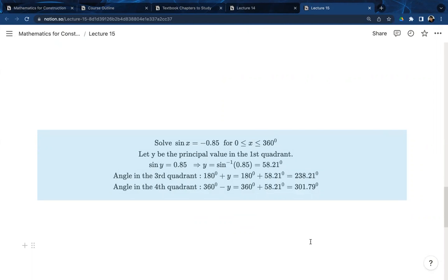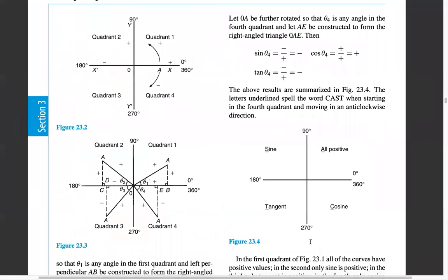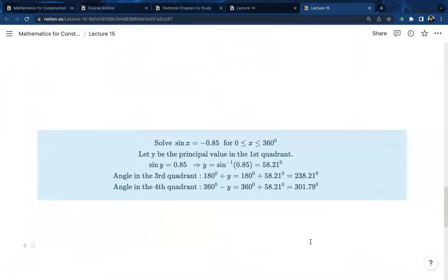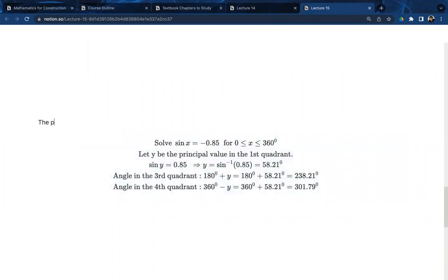The principal value is the positive angle in the first quadrant that gives a positive ratio. Okay, so the principal value is the angle in the first quadrant that gives a positive ratio, right?